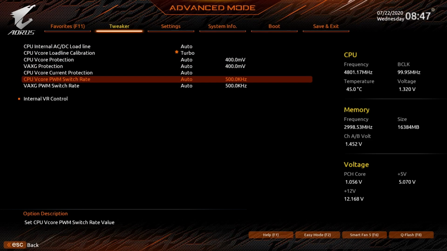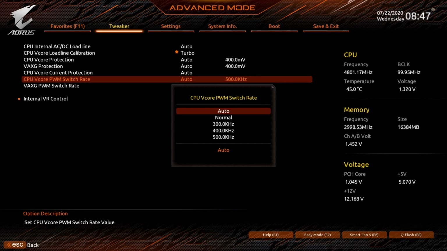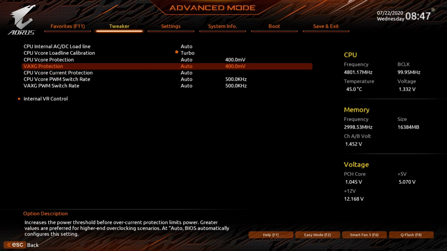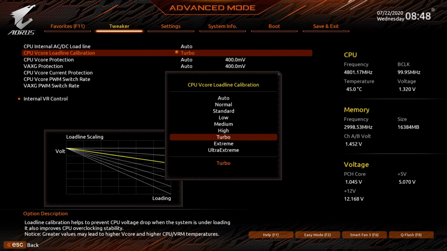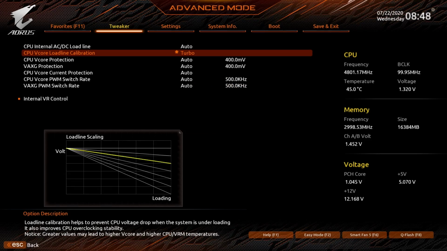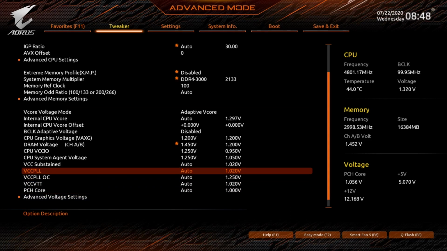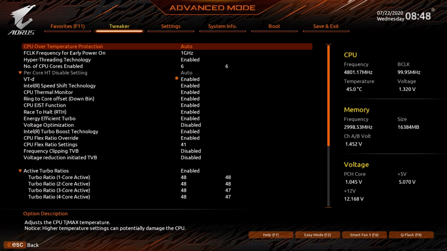The advanced voltages, we're not going to mess with that. The only thing here that's worth noting is the switch rate for the voltage regulator, and Gigabyte maxes that out at 500 kilohertz, so we can't really go any higher than that. Higher settings can sometimes give you better transient response. I found with this board, turbo is a good setting to use for load line, so we're going to leave that there. And then let's go into advanced CPU settings, and I'll explain how we're going to do this overclock.